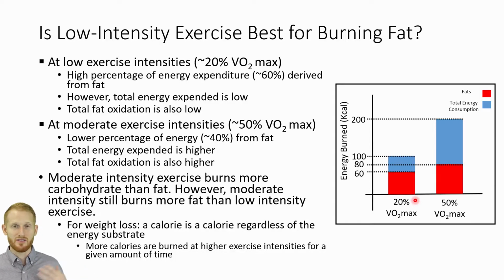If you're looking at the percentage of total calories coming from fat, then yes, you're going to be burning a higher percentage of your total. You're burning 60% from fat at the lower intensity and only 40% from fat at the higher intensity. However, if you're looking at total fat burned, you're going to be burning more. If you look at this dotted line here, the fat burning coming from this 50% of VO2max exercise intensity is actually higher than at the exercise intensity that's only 20%, even though, again, the percentage of total is going to be greater at 20% of your VO2max.